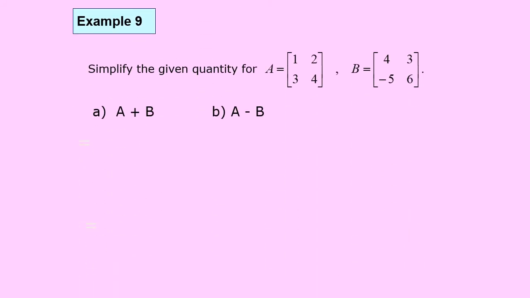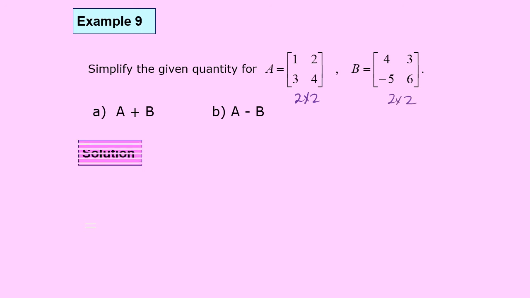So let's do some examples. Simplify the given quantity for A and B. Do A and B have the same size of matrix? Same order? Yes, this is 2 by 2. B also is 2 by 2. So we can do the operation.